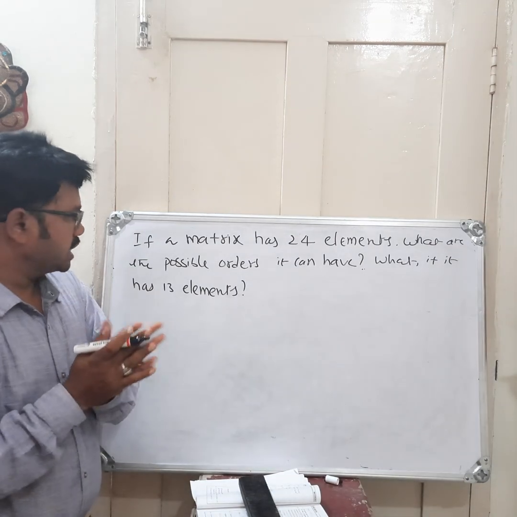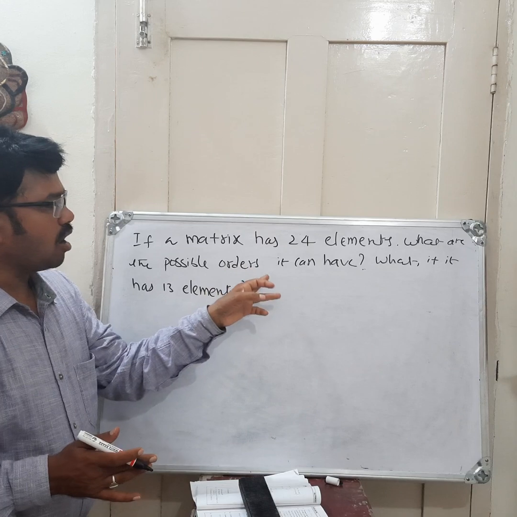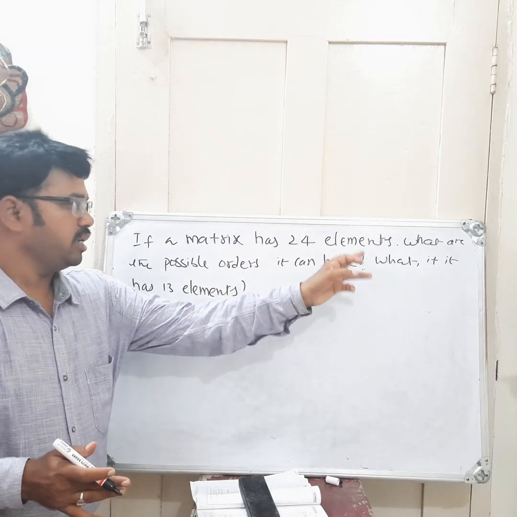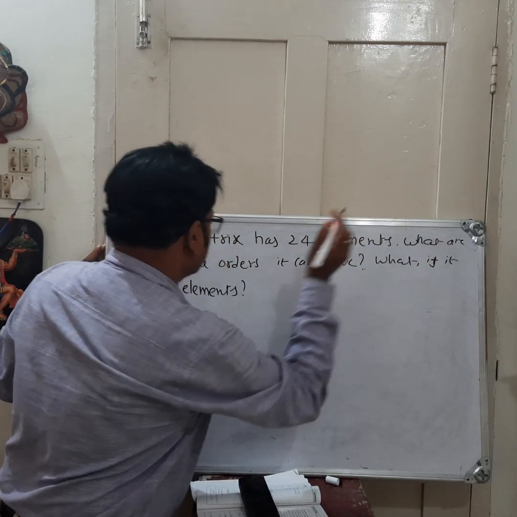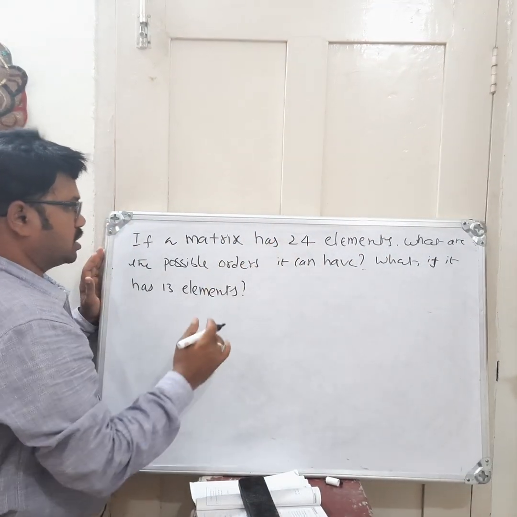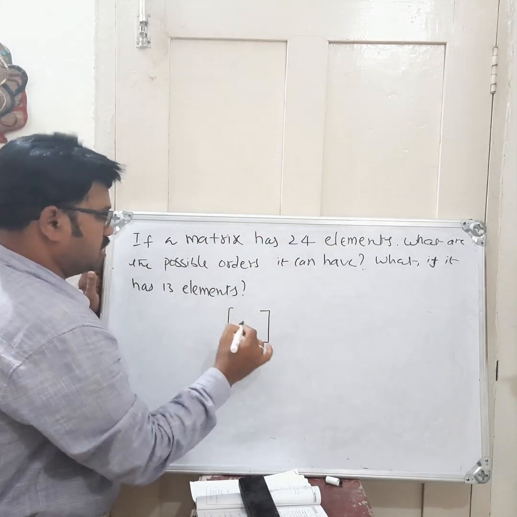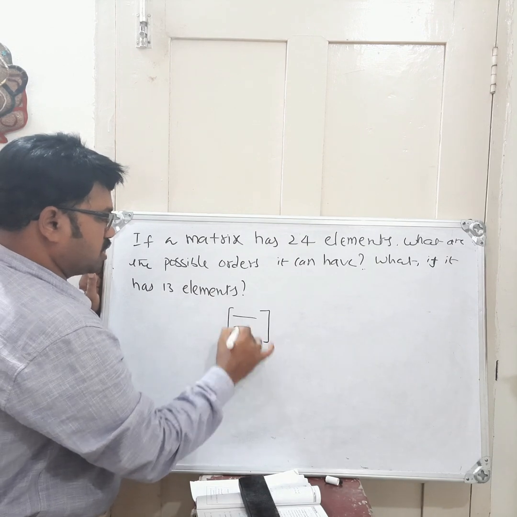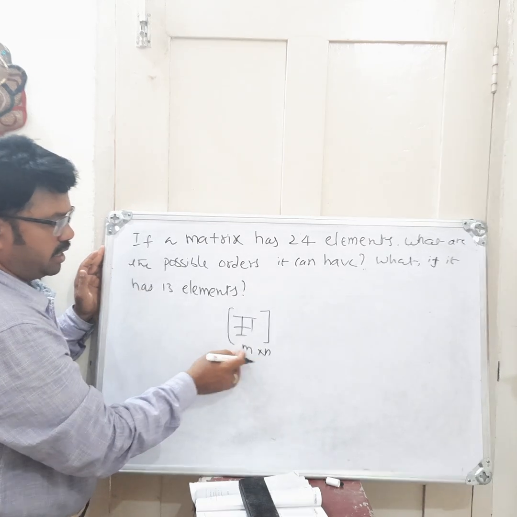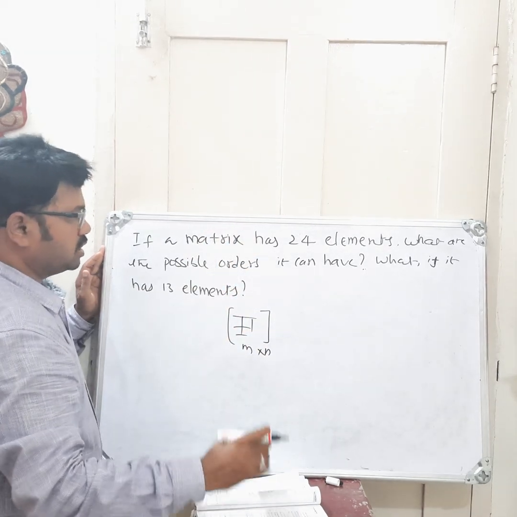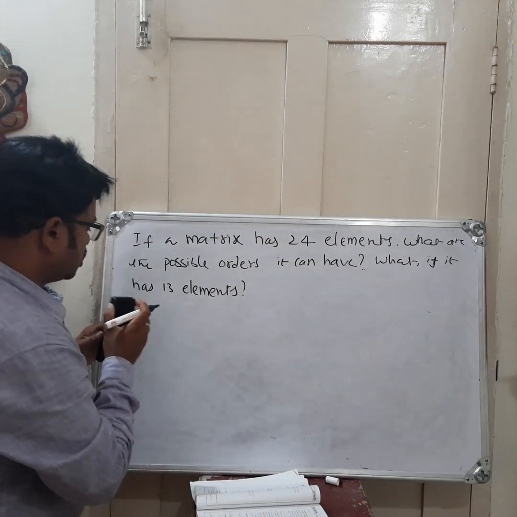See, the next numerical: if a matrix has 24 elements, what are the possible orders it can have? What if it has 13 elements? The matrix has 24 elements, what are the possible orders? The order of any matrix is m by n, with m rows and n columns. Here 24 elements means the total number of elements. See here, this is the solution.